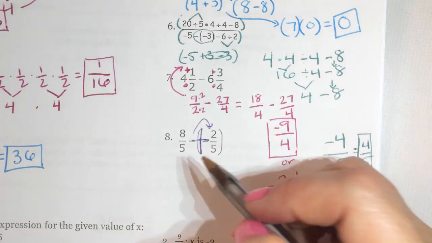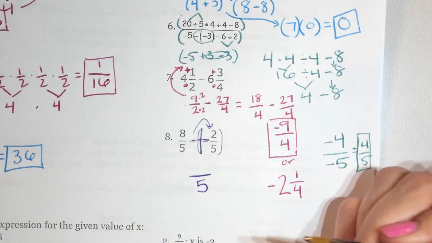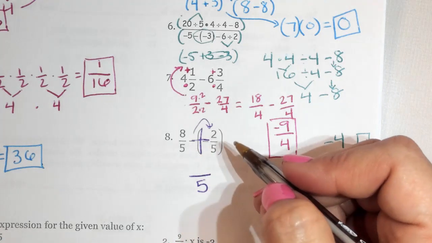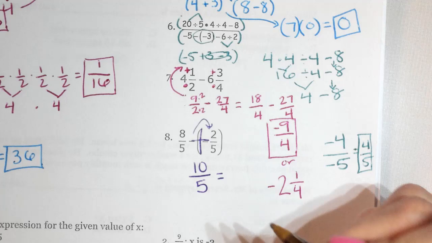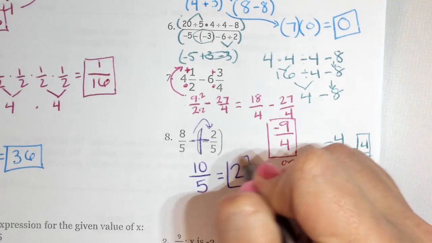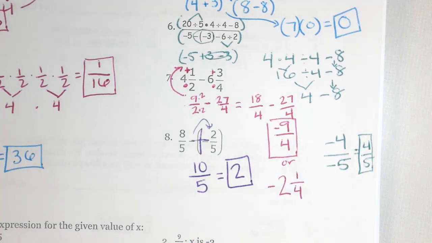Yes? My denominator's already matched, so it's 5. And what's 8 plus 2? 10. What's 10 divided by 5? 2. There's your answer. Any questions with those?